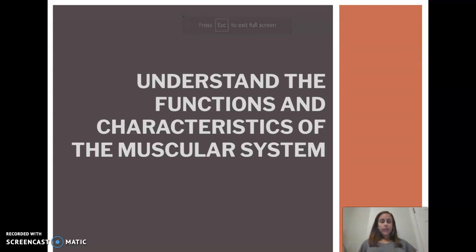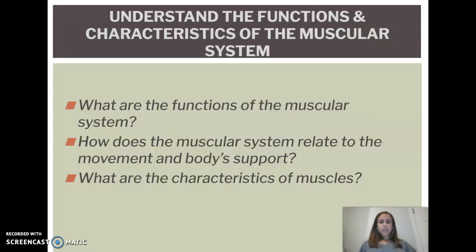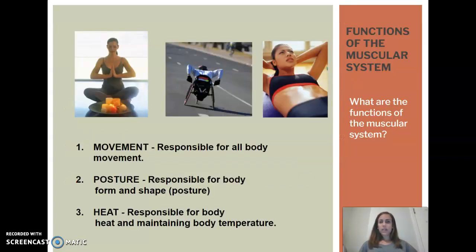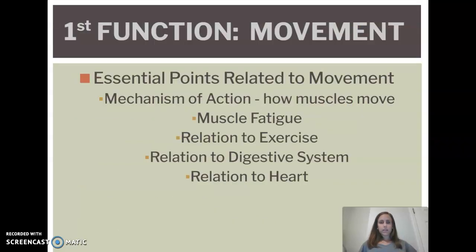So again, functions and characteristics of the muscular system. By the end of class today, you should be able to determine what are the functions of the muscular system, how the muscular system helps us with movement and support, and the different characteristics of muscles. So the three main functions of the muscular system are movement, posture, and body temperature or body heat. Okay, let's delve into them a little bit further.